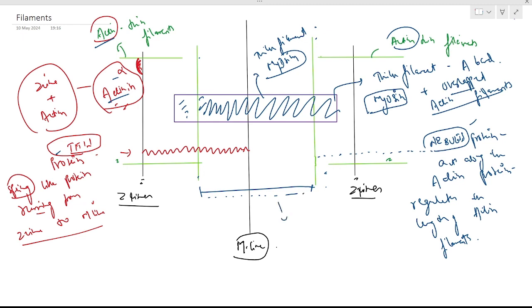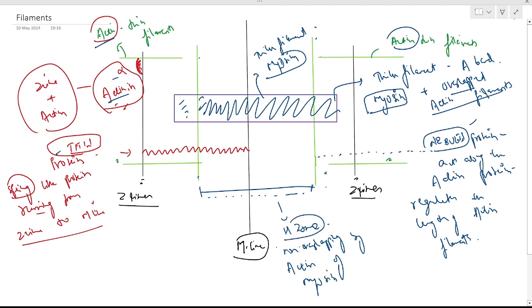So this region is our H zone. What is this H zone? This is the myosin filament which is not overlapped by actin. So this region is not overlapped by actin, and this also consists of our middle M line. So this is the H zone, the non-overlapping of actin by actin of myosin.